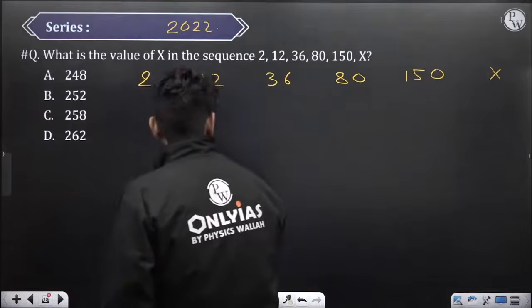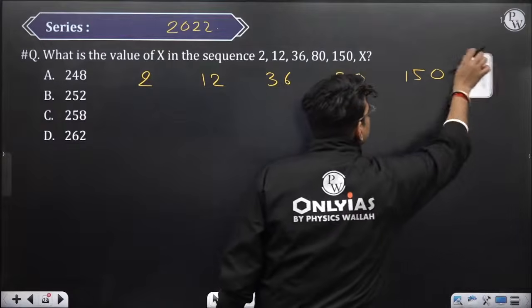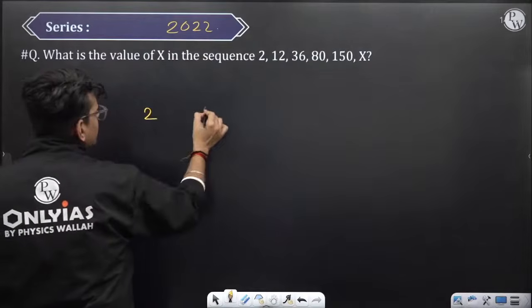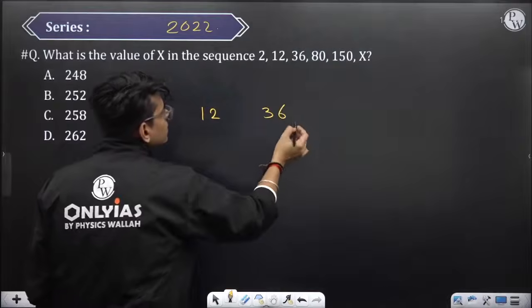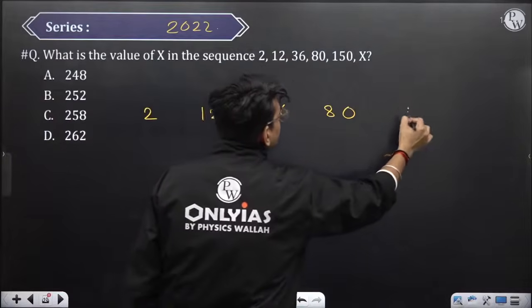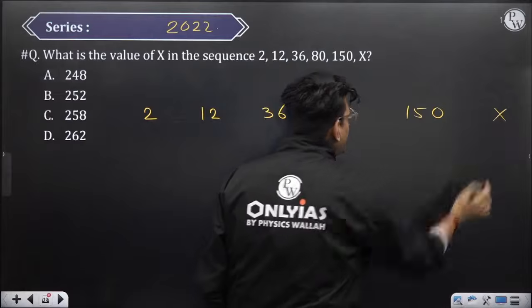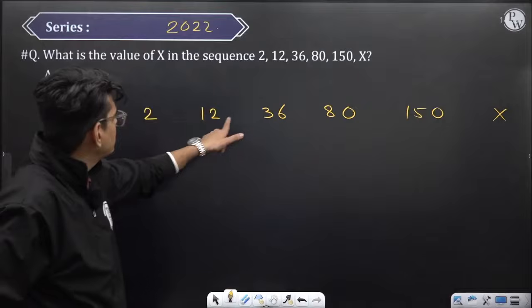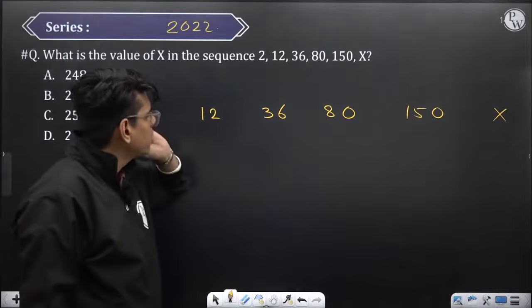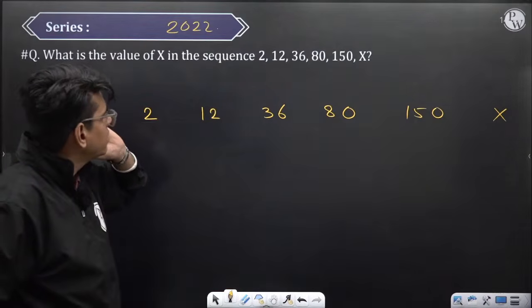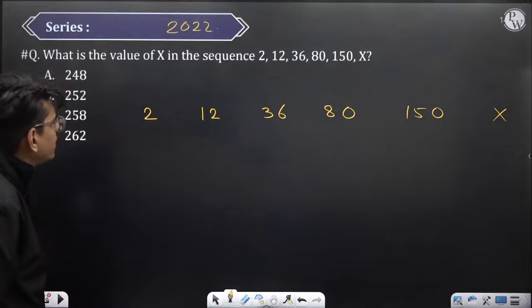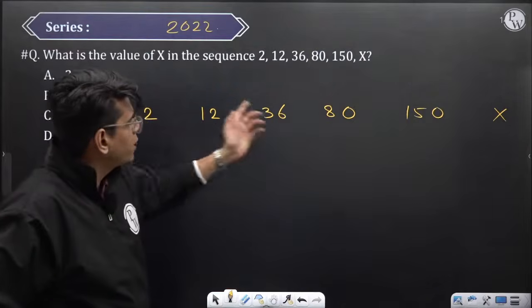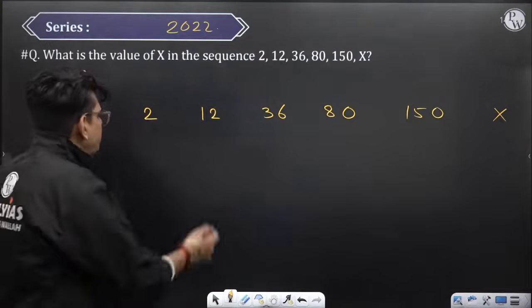Now this can be solved by two methods. Okay, let's see. This is 2, right? This is 12, then 36, then 80, then 150 and then x, right? If I try to see some pattern, this is 6 times, this is 3 times, this is not a multiple of 36. So this is not a multiplication series. What is the addition difference? Here the difference is 10, then 24, then 44. It doesn't make sense.